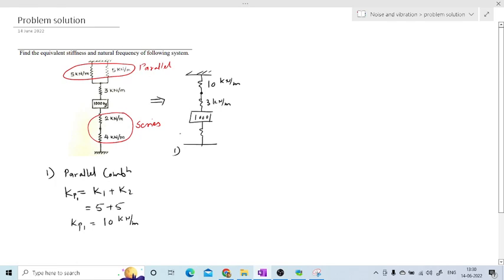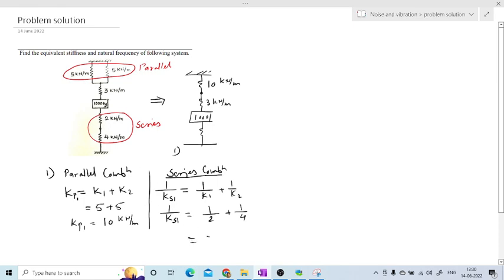Now from the same figure we'll solve for the series combination, because at the top there is parallel combination and at bottom there is series combination, and in the series combination the equivalent spring stiffness is 1 by k equal to 1 by k1 plus 1 by k2. As we have only two springs, so I have written 1 by k1 plus 1 by k2. Now we'll put the values. So 1 by KS1, that we are going to identify. 1 by k1 is 2 and 1 by k2 is 4. See, for first spring it is 2, for second spring it is 4.